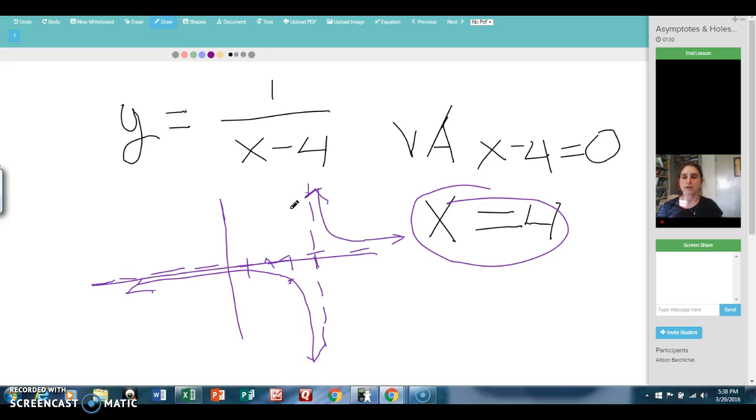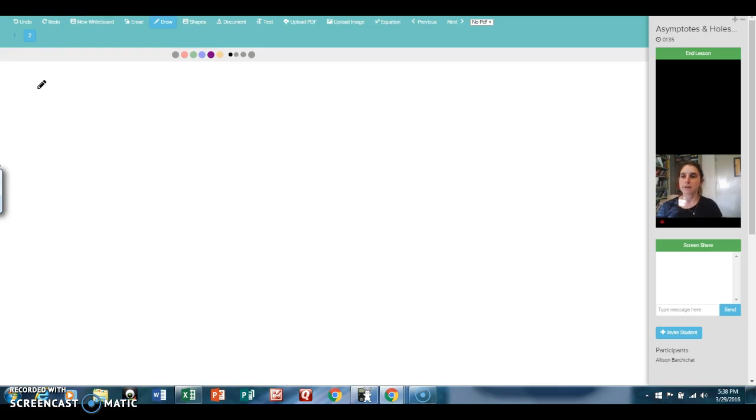So in summary, to find a vertical asymptote, just set the denominator equal to 0. Now let's talk about finding a hole in the graph. Sometimes we're given equations that need to be factored before we can do much with them. So let's take a look at one of those.